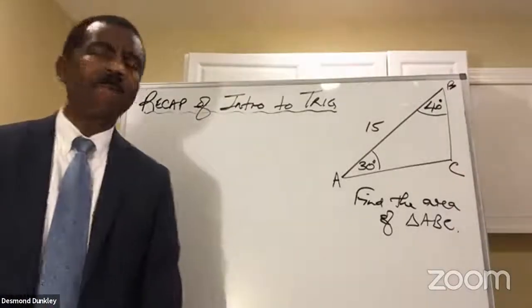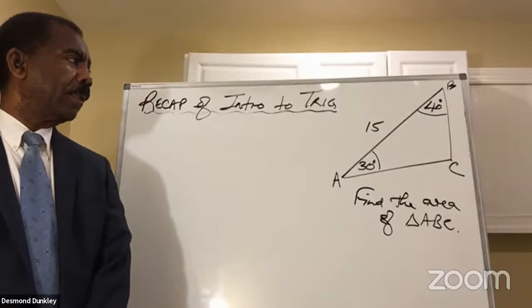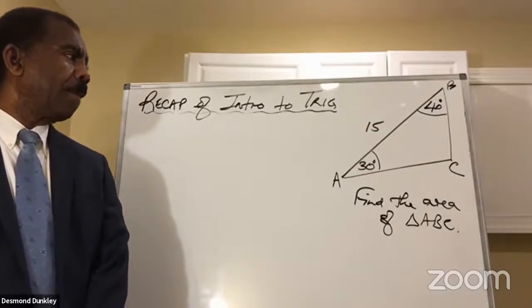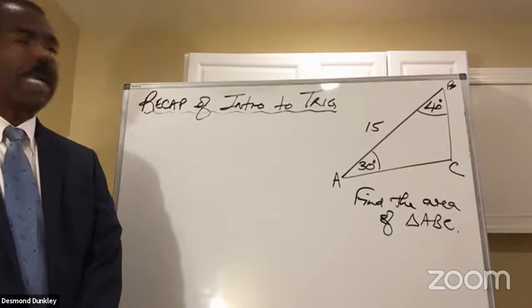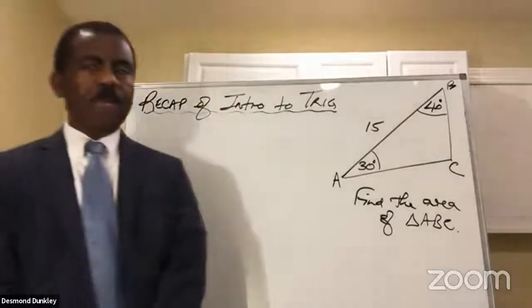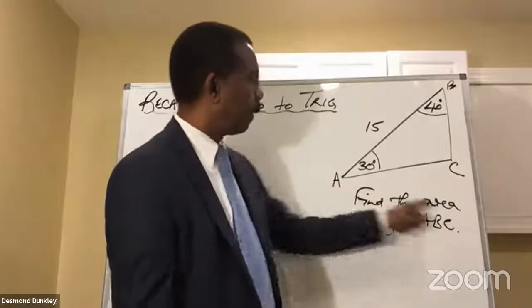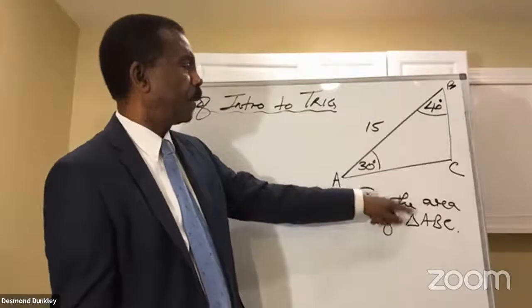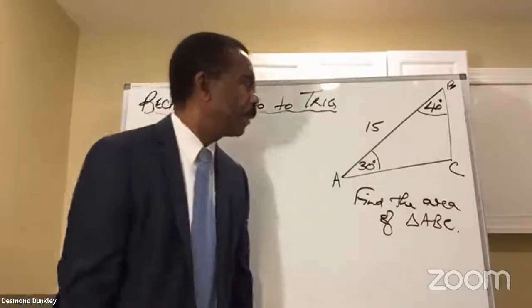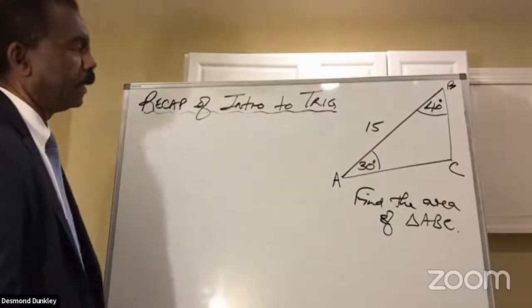Based on what we have, we cannot do a half base times height, just based on what we have right there. Actually, we could, but we're not going to do that. I could drop a perpendicular here, and then use this angle and use opposite over hypotenuse to find the height. But we're not going to do that. We're going to try and use one of the other methods.